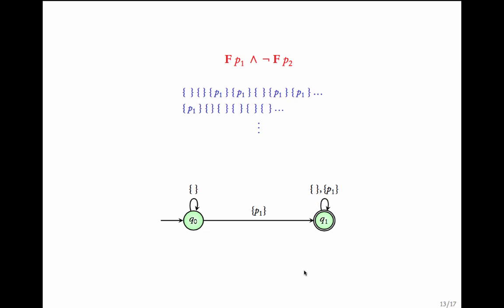This is a non-deterministic Büchi automaton. Yet again, Q0 cannot be made the accepting state, because it will then allow us to read the word that contains only the empty set all along, and that word should not be accepted.